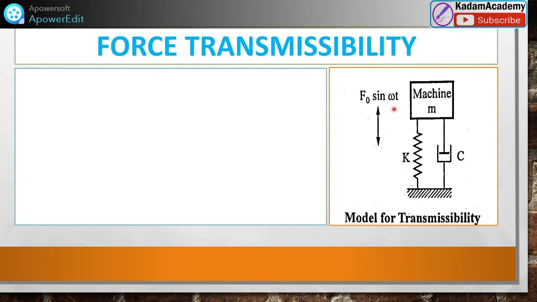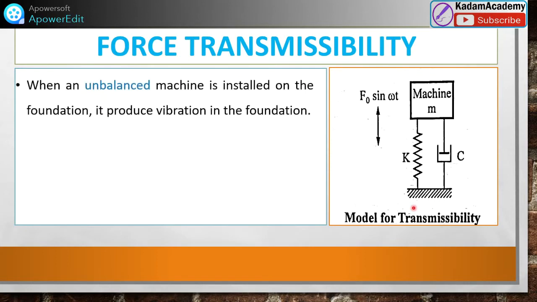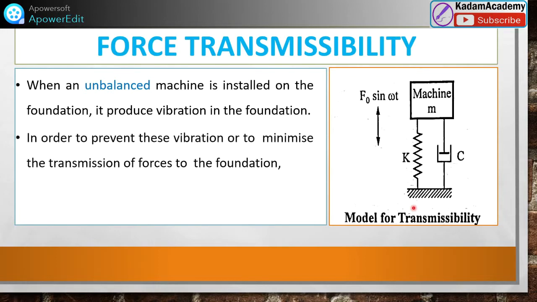The harmonic force is there, the force F0 sin omega t. This is the machine with mass m, the spring with stiffness k, and this damping coefficient c, and this is the foundation. This is the model for the transmissibility we have considered. When there is unbalance in that machine, what will happen? The unbalance is transmitted to the foundation. It will produce vibration in the foundation. That foundation will create noise and that will get damaged.